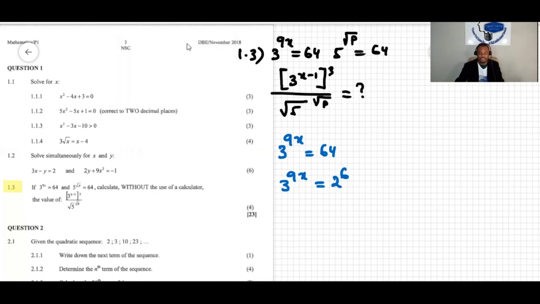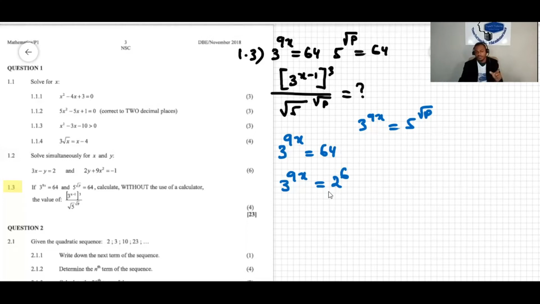First of all, we notice that because 3 to the power of 9x equals 64, and 5 to the power of square root of p equals 64, this means that 3 to the power of 9x equals 5 to the power of square root of p. But we cannot prove it because the bases are not common, and we cannot tell the exponents are the same. We have 3 to the 9x equal to 2 to the power of 6, but the bases are not common. What can we do then?